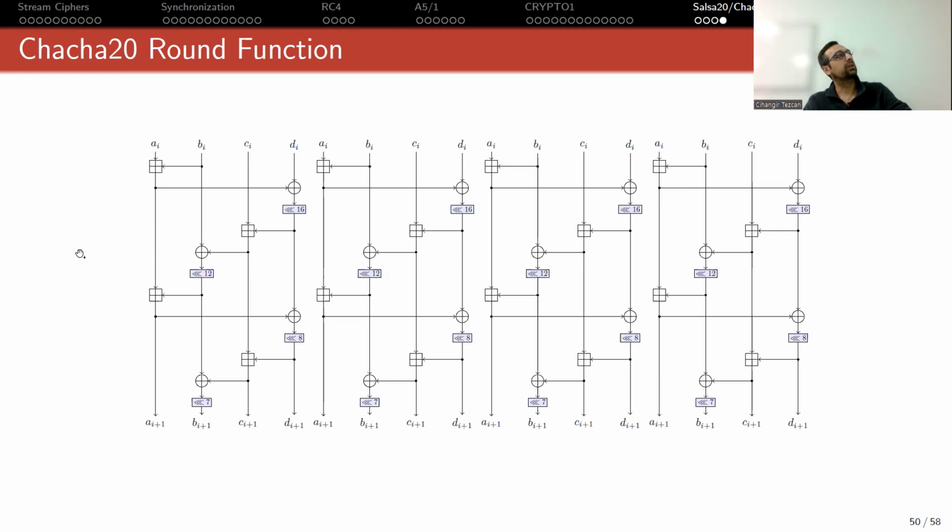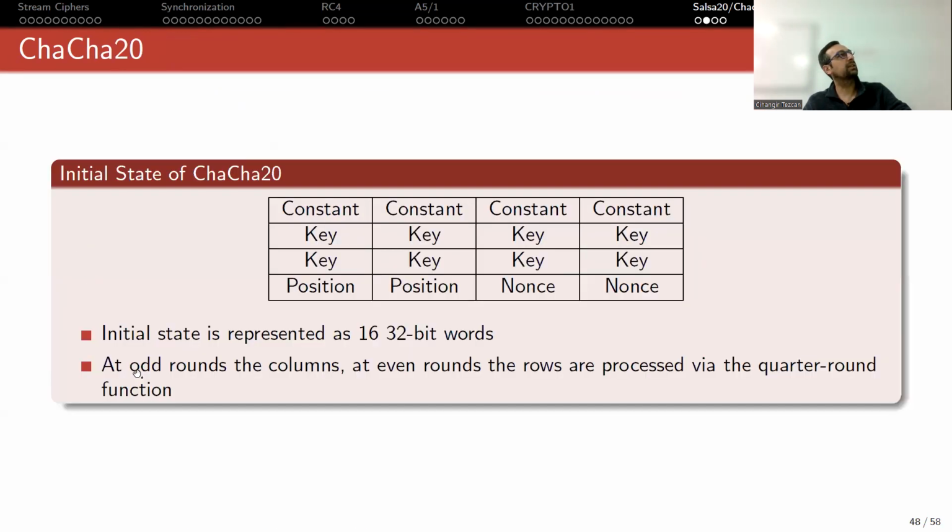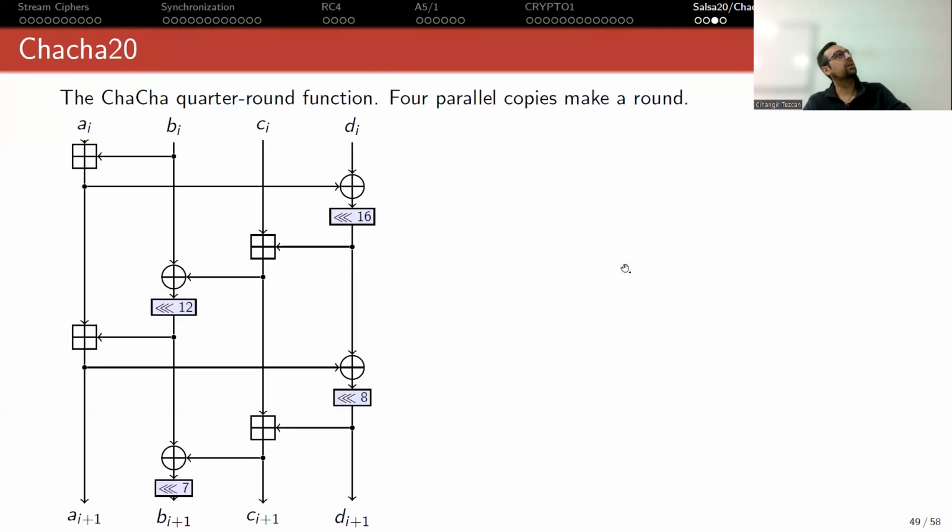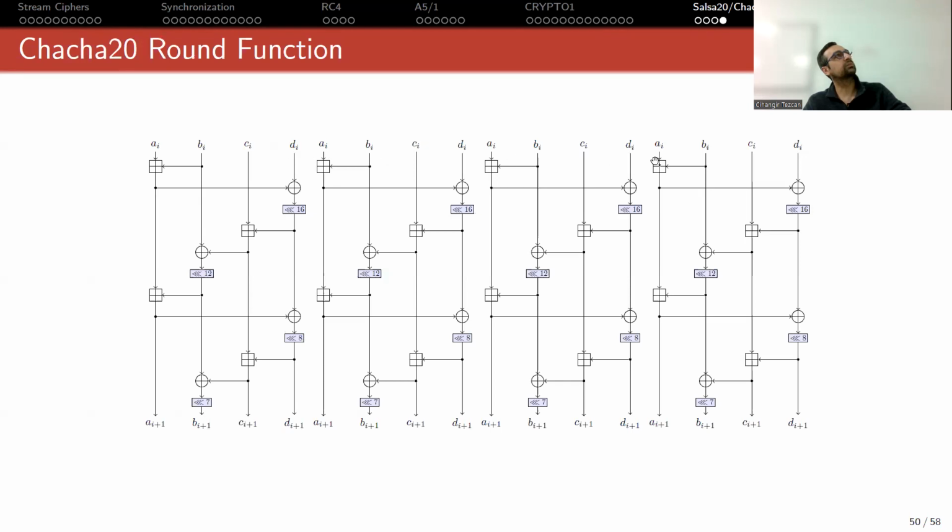Okay, so let me go back. At the odd round, for instance the first round, you take four columns, write them here, and perform this operation. This is just one round. Repeat it 20 times, and you modify the initial state and then produce the ciphertext.